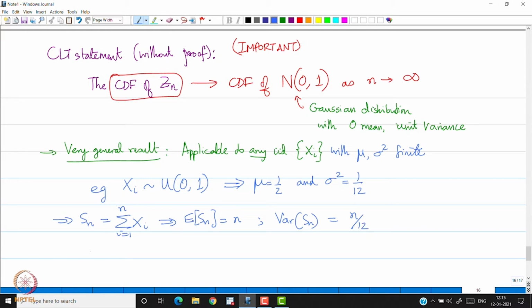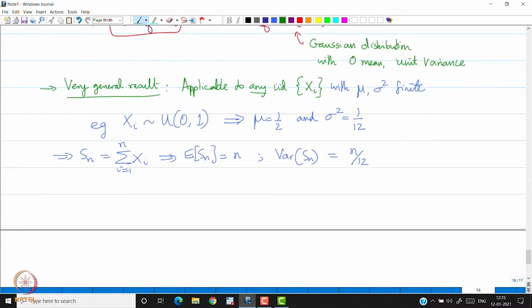And Zn is of course Sn minus n divided by square root of n by 12. Sorry, n by 2. We should put this here. The mean of Sn is obviously n by 2, because each mu is half, so n mu is n by 2. This is the random variable Zn that we form.